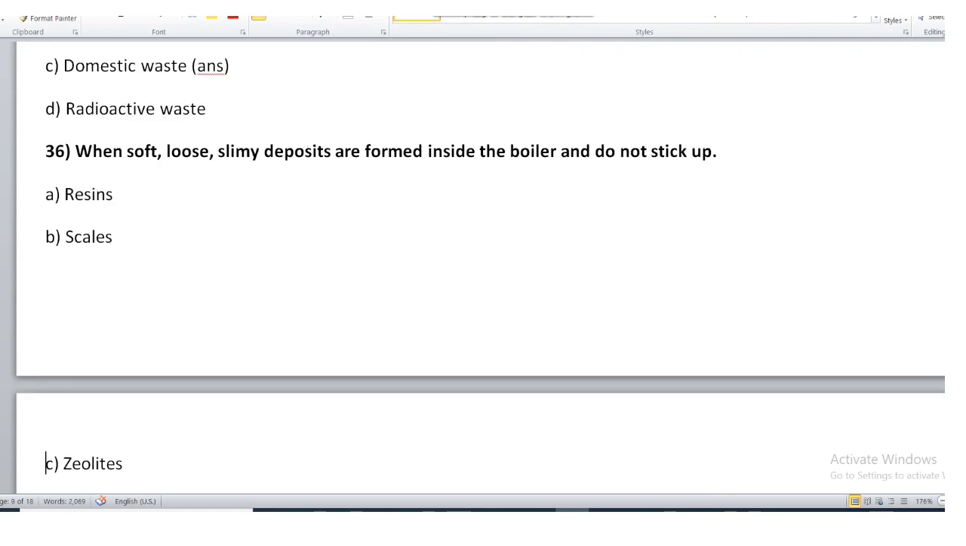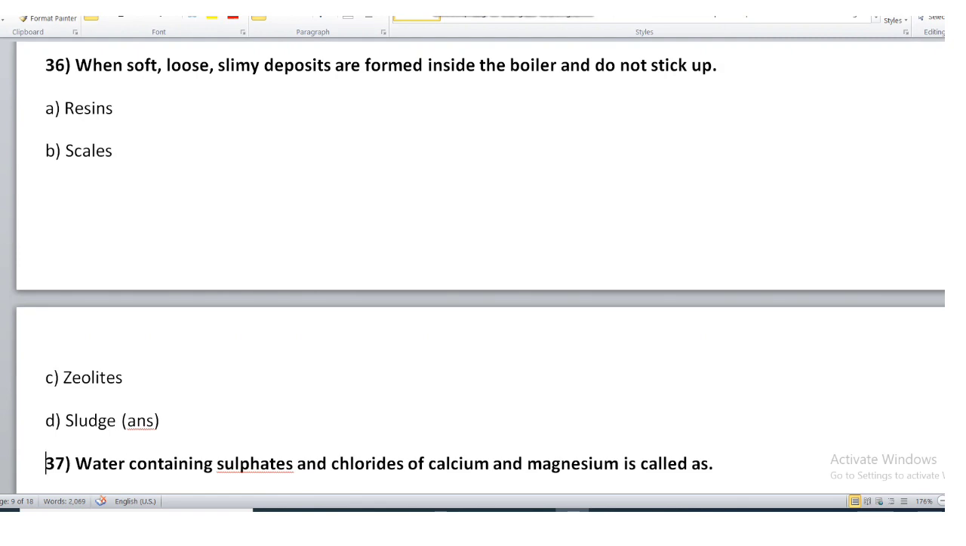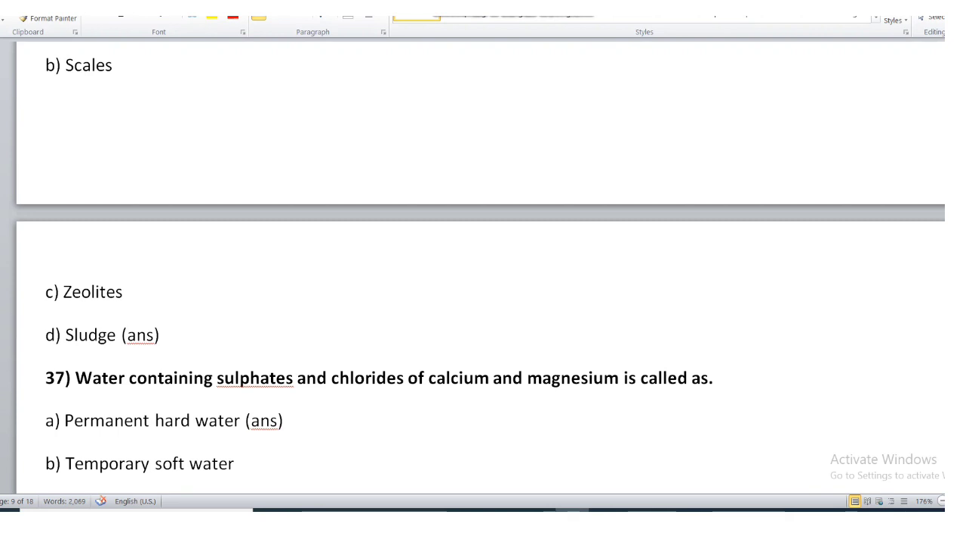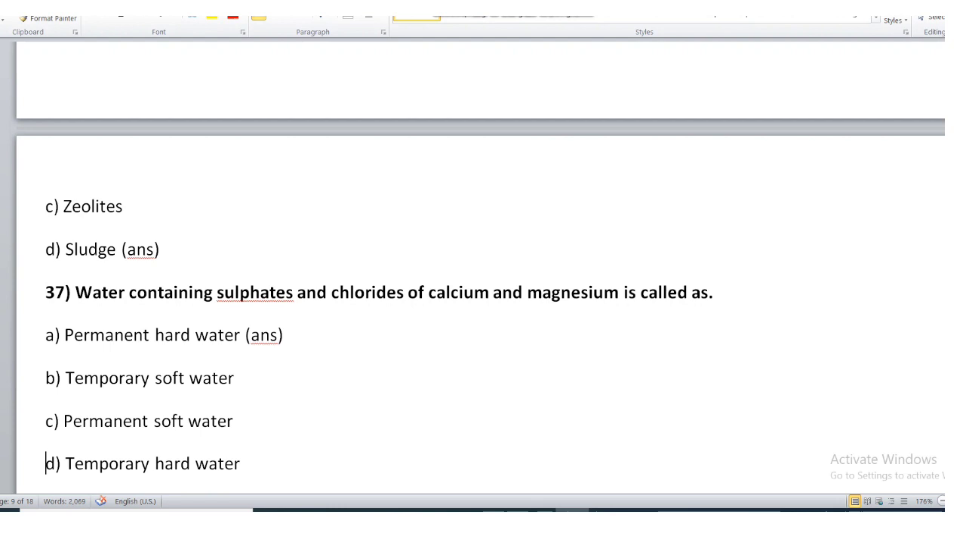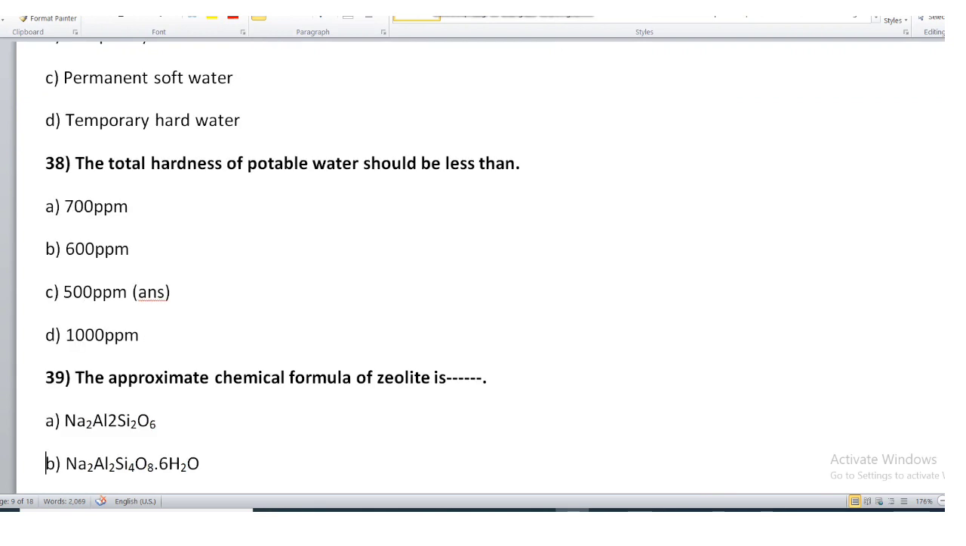When soft, loose, slimy deposits are formed inside the boiler and do not stick, it is known as sludge. When they stick, it is known as scale. Water containing sulfates and chlorides of calcium and magnesium is called permanent hard water. And when there are carbonates and bicarbonates of calcium and magnesium, it is called temporary hard water. The total hardness of potable water should be less than 500 ppm.